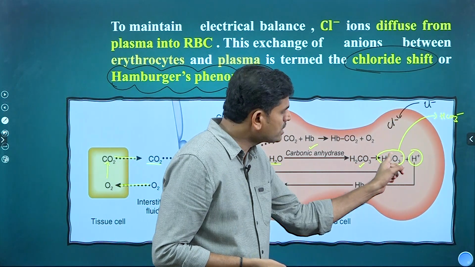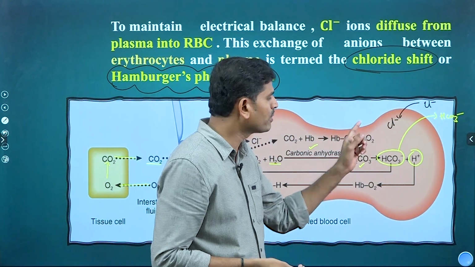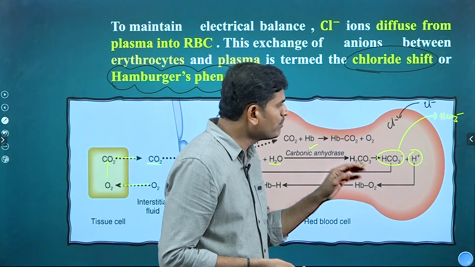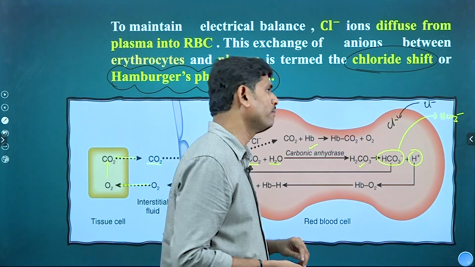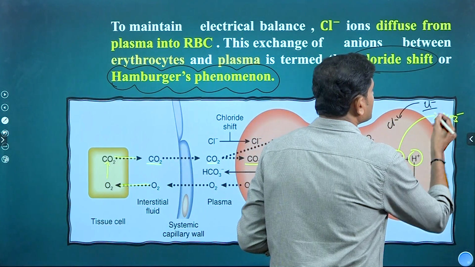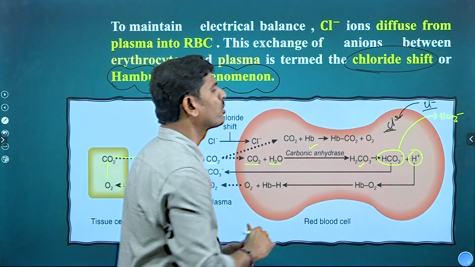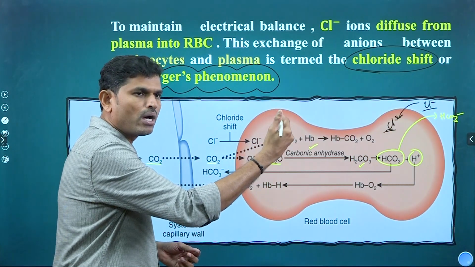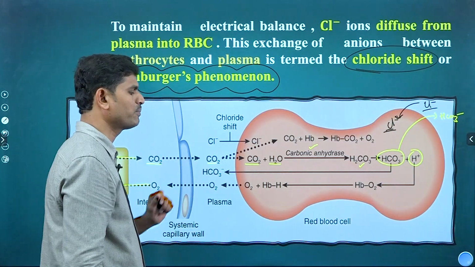Then some of the HCO3 ions will be shifted outside, from the RBC cytoplasm to the plasma of blood. At the same time, to maintain the electrical balance, Cl minus ions will be shifted inside. This is called the chloride shift: shifting of chloride ions from the plasma of blood into the cytoplasm of RBC. You have to remember this point.